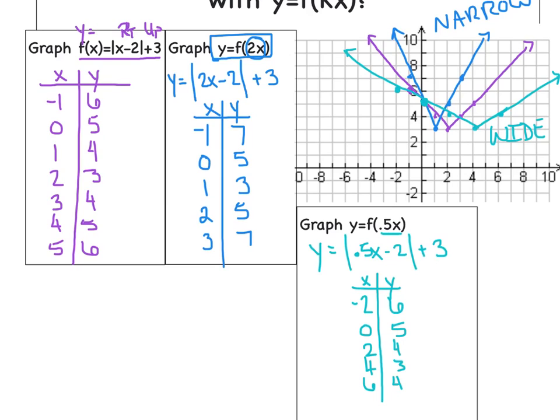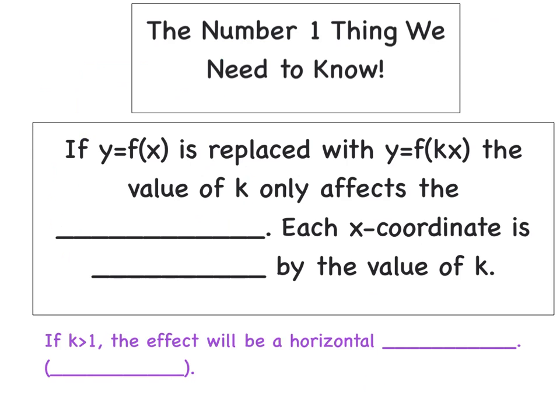So today, the theme is we're not making the graphs taller or shorter. What we're doing is we're either making them more narrow or making them wider. One thing there, do notice that the y-intercept stayed the same for all of those functions. Okay, so let's get right down to it. What's the number one thing we need to know tonight? Okay, here's what it boils down to. If we take f of x and we replace it with y equals f of kx, the value of k only affects who? The x coordinate.